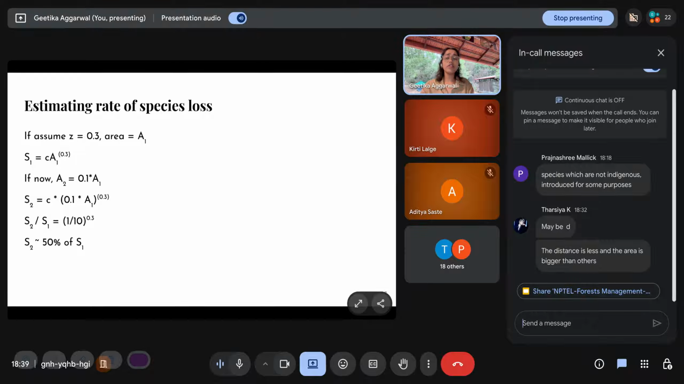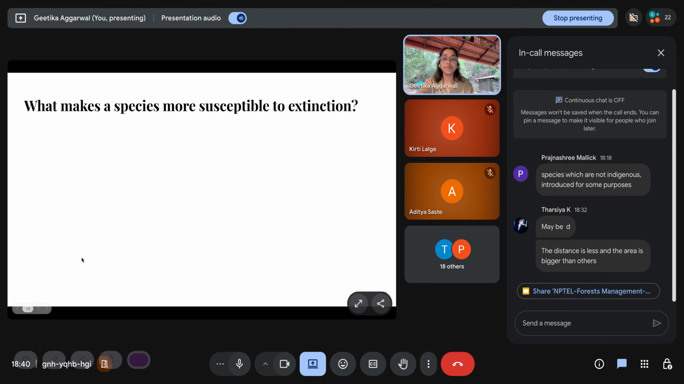So even if you take the lowest z value, which is 0.15, or say you take a value of 0.2, even if you calculate by that, you will see that a lot of species are being lost right now, and that is why it calls for some intervention, some type of protection of the forests. Okay, but this is how you estimate species loss. So if you're given some numerical based on this, this is how you'll go about it.